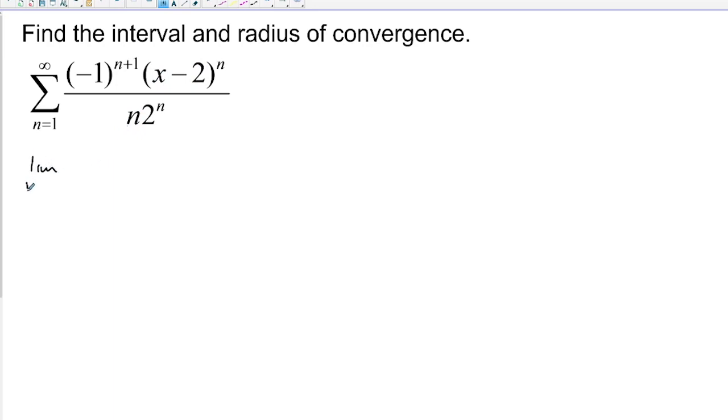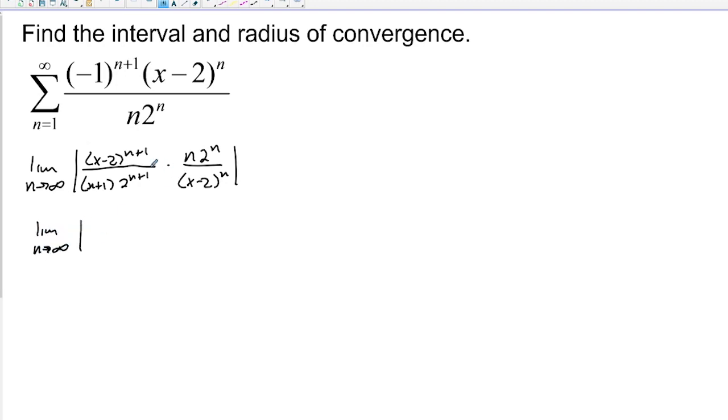We have the limit as n approaches infinity of (x minus 2)^(n+1) over (n+1) times 2^(n+1). Now we're going to divide by the nth term, but we'll multiply by the reciprocal: 2^n over (x minus 2)^n. We have the limit as n approaches infinity of the absolute value of one extra x minus 2, there is an extra 2 in the denominator, and then we have n over n plus 1.